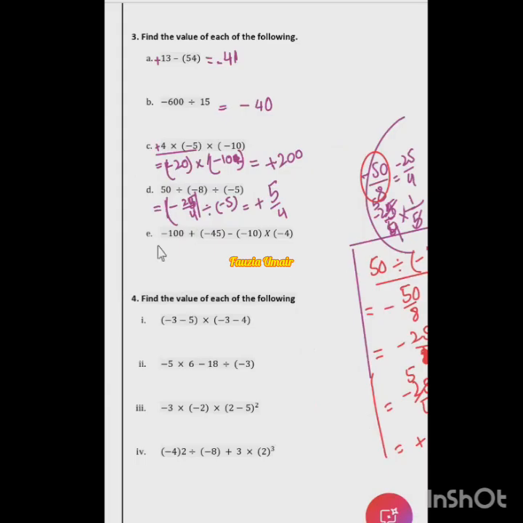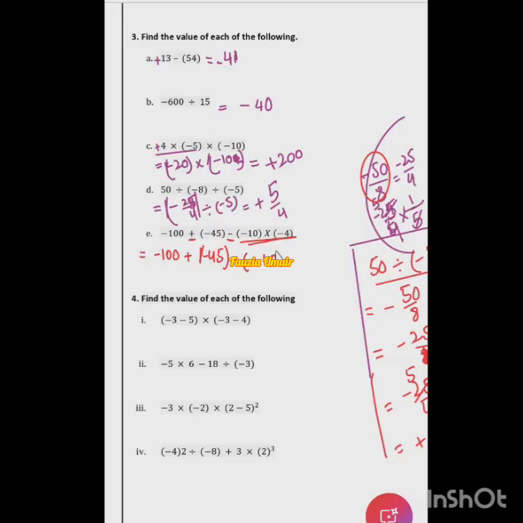So now this E part. E part has which operations? There is a plus, a minus and a multiplication. So which one do we need to do first? Ma'am, multiplication. That's right. We need to solve this part first. Okay, so the rest of the numbers we will write down as it is, plus minus 45. Now this part: minus 10 is multiplied with minus 4. What would be the sign? Ma'am, plus, and 40.